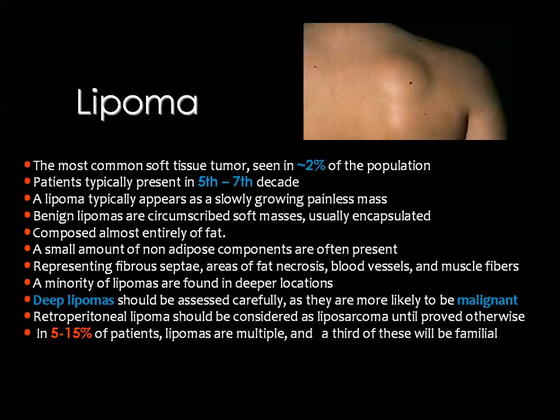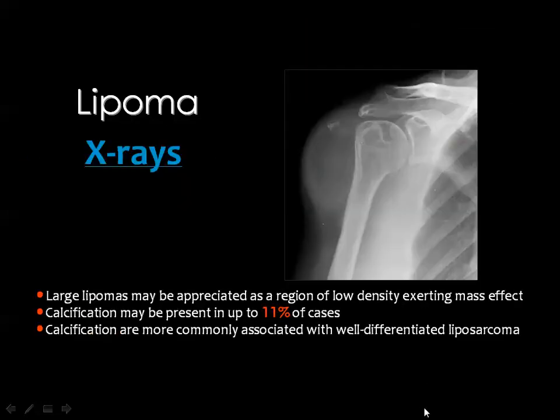There are 2 most common sites in the human body for liposarcoma, and these are the thigh and the retroperitoneum. So if you see a fatty mass in the thigh or in the retroperitoneum, then consider the possibility of liposarcoma and investigate this thoroughly to reach the final diagnosis. Then, in 5 to 15% of patients, lipomas are multiple, and you may see more than one.